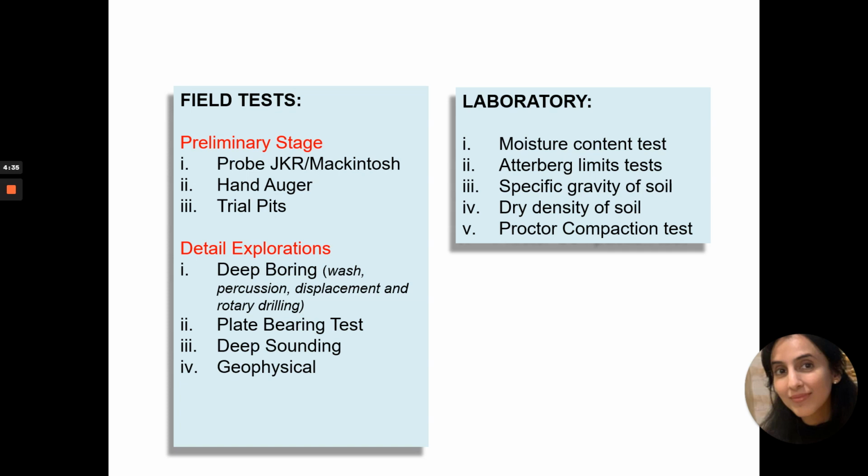So for the prelim stage we have the probe Mackintosh. You've watched the video, and then we have hand auger and trial pits, which I'll explain later. Detailed exploration means you have to go deeper, because you want to know more about the soil. For laboratory tests, you've seen the video about the limit test and also the Proctor compaction test, two of these. And you have also carried out the moisture content test together with the probe Mackintosh.